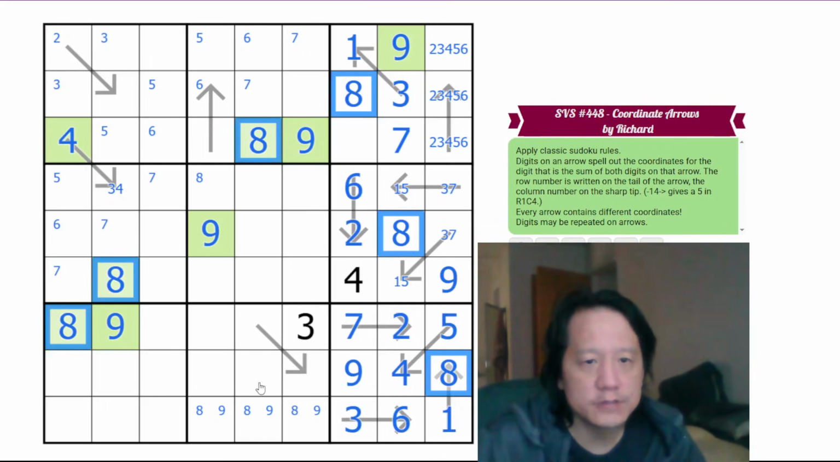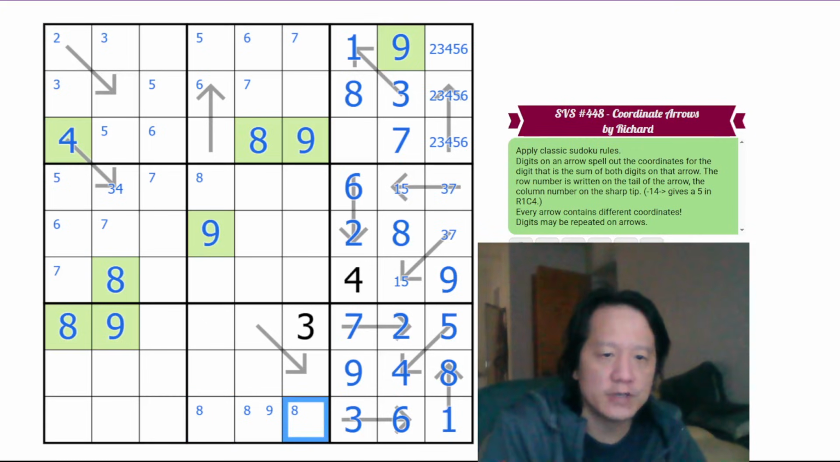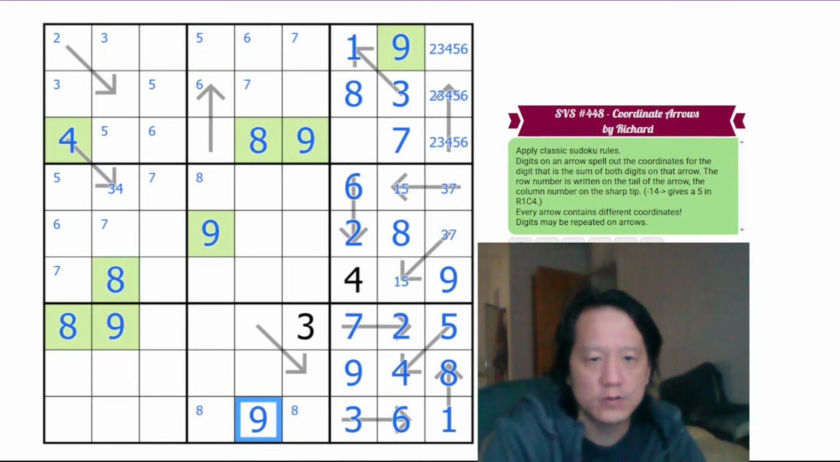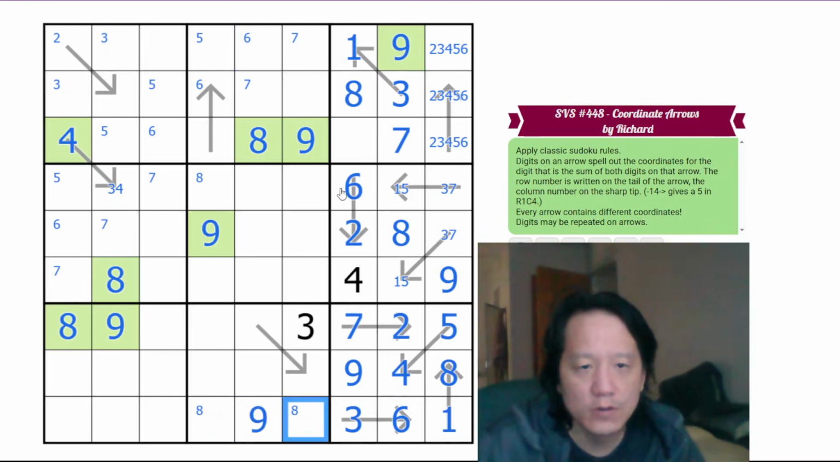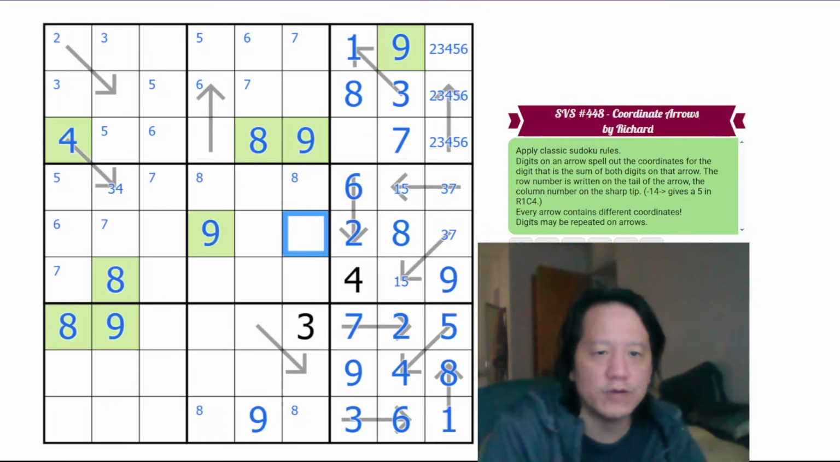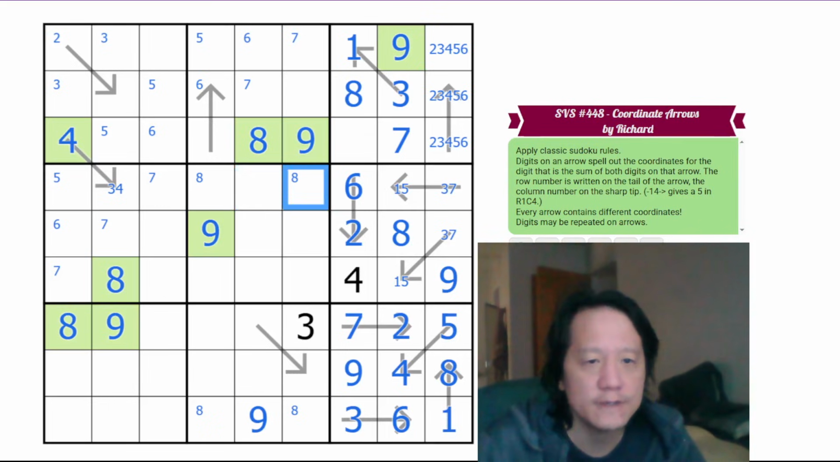Cannot be 9 here. This cannot be 9 here. Where is the 9 in box 8? It has to be here. Where is the 8 in row 4? It cannot be here or here because of 8 in the boxes. Can't be here because of 8 in the column. So one of these two is an 8.